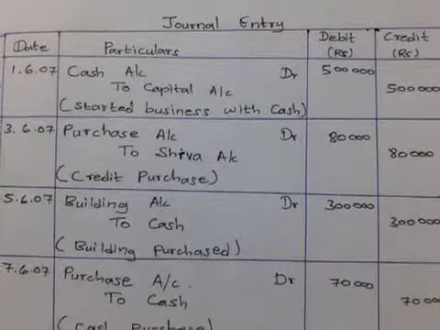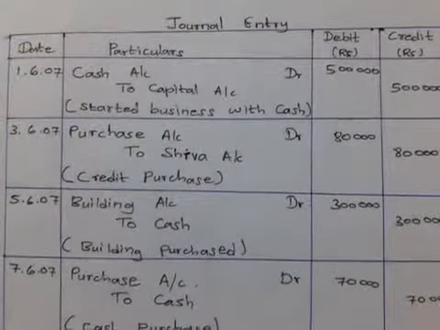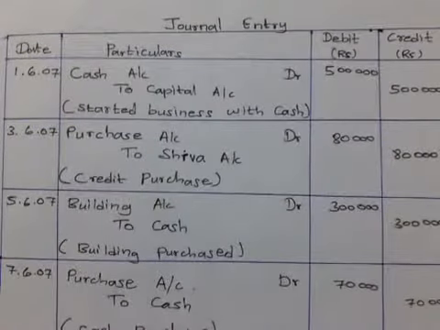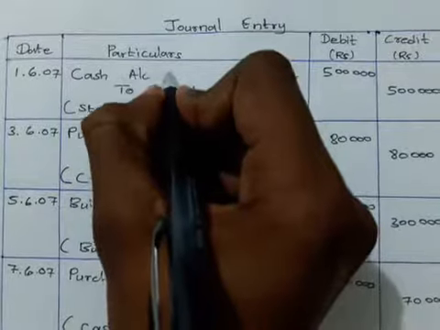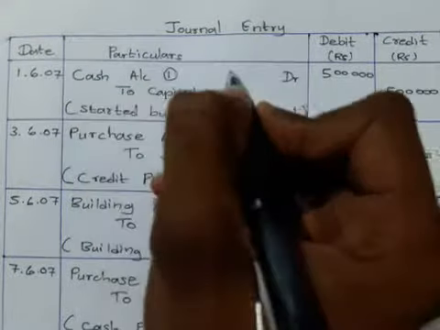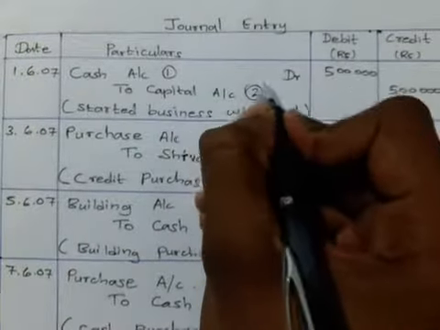In the first journal entry, it says about the capital. Cash brought as capital. So we have to prepare, first, to record this entry, one capital account, another one is cash account.